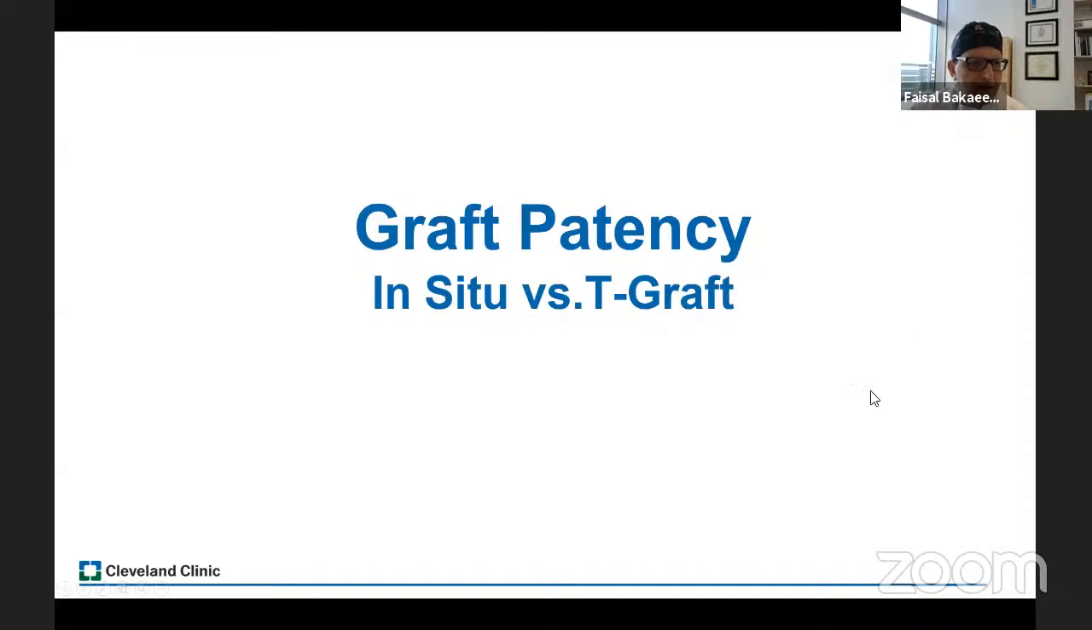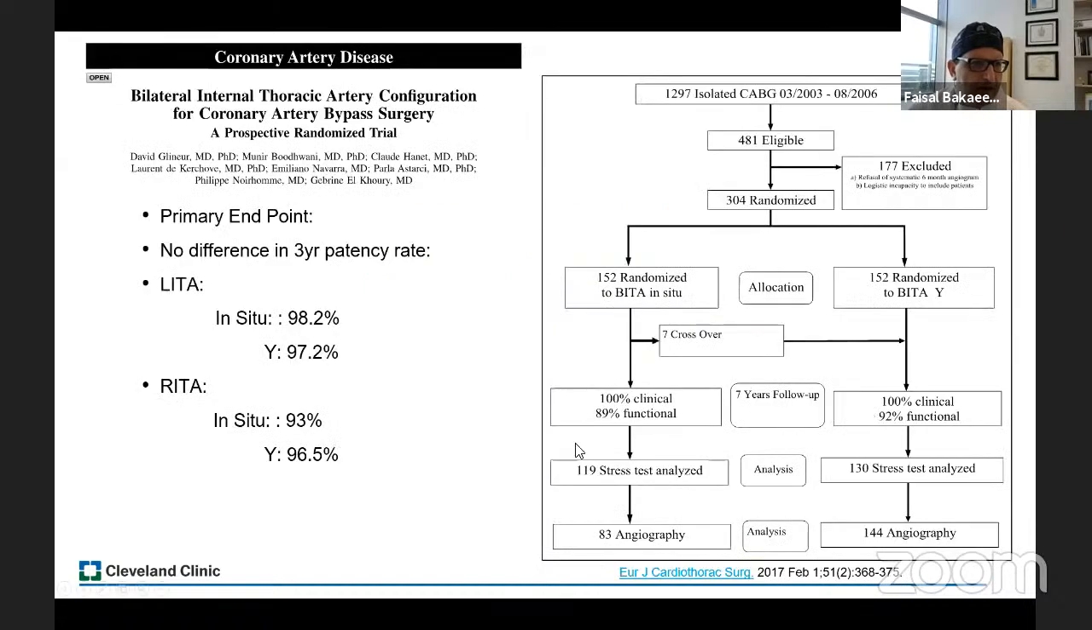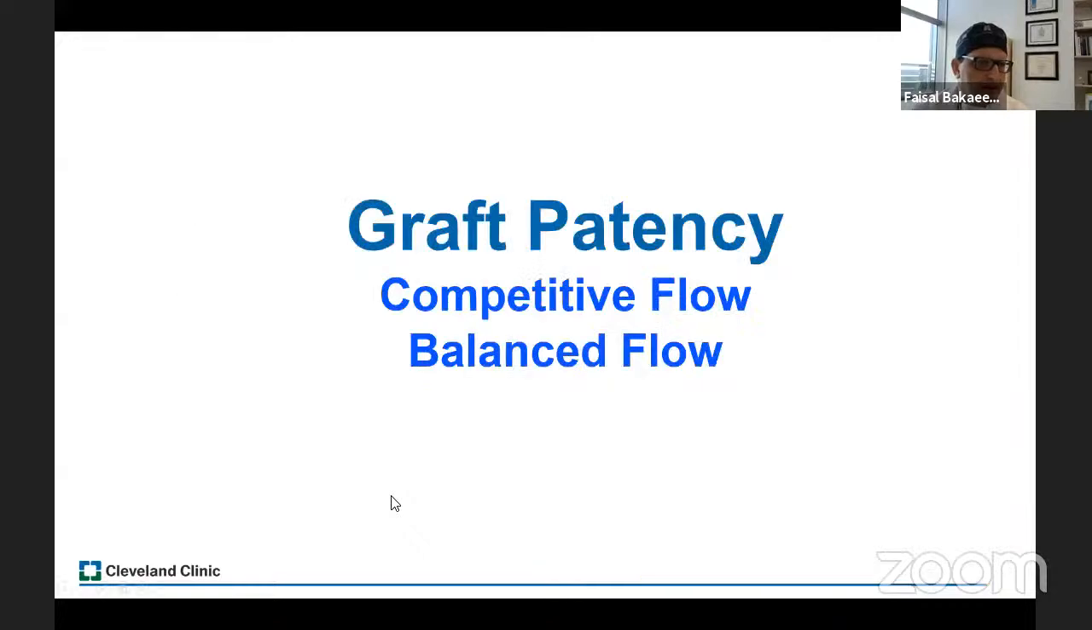But there's no difference in graft patency if you're careful between an in-situ or a T-graft. And this is a study by Glenor, a randomized trial that showed that the patency is excellent for the LITA and RITA, whether you use them in-situ or as a Y-graft. But you've got to worry about competitive flow and balanced flow issues.